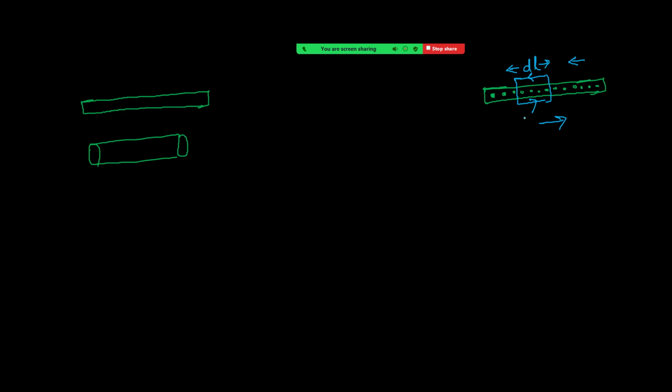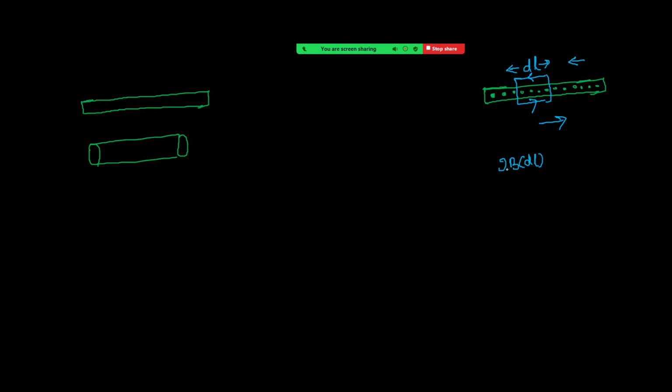Now apply Ampere's law. This is dl and B on the right side. dl bar and B bar are both in the same direction, therefore it is B into dl. Coming to here, the angle is 90, so it is 0, because B bar dot dl bar is B into dl into cos of the angle, and cos 90 is 0. Next, coming to here, it is again B into dl.